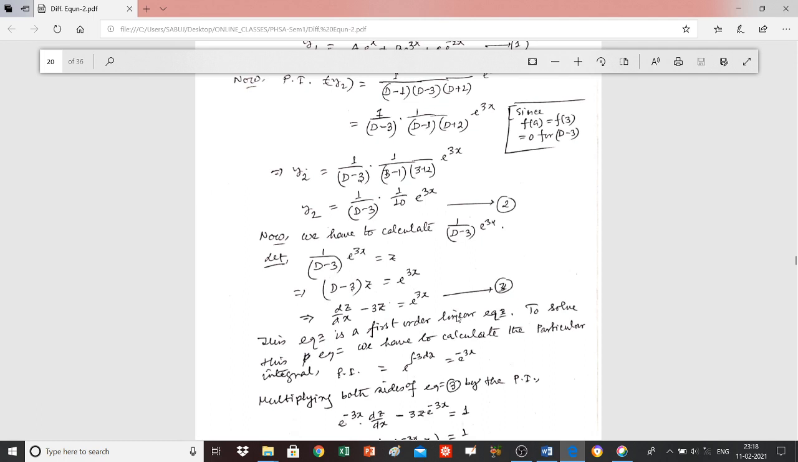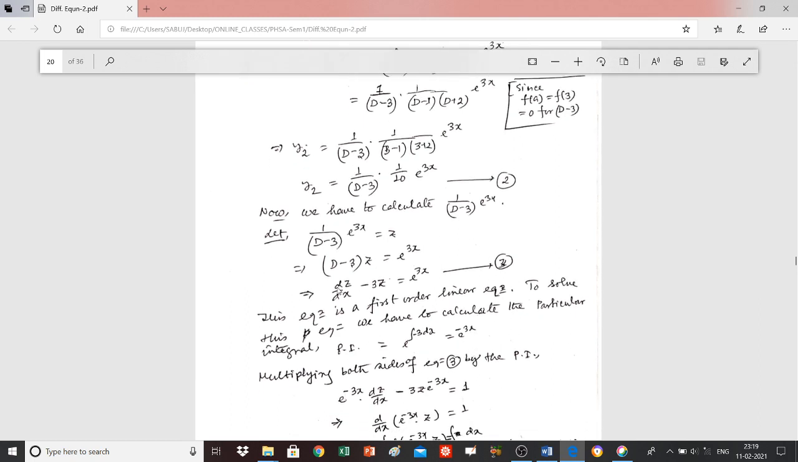So for this linear equation, to solve it, you need to find the integrating factor, and this has the form dy by dx plus px, that is equal to q. So in this case, p is equal to minus 3. So the particular integral will be, sorry, in this case the integrating factor. This is not the particular integral, it should be the integrating factor. The integrating factor is equal to e to the power of integral of minus 3 dx, that is e to the minus 3x.